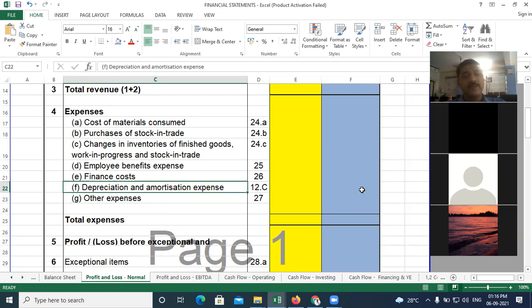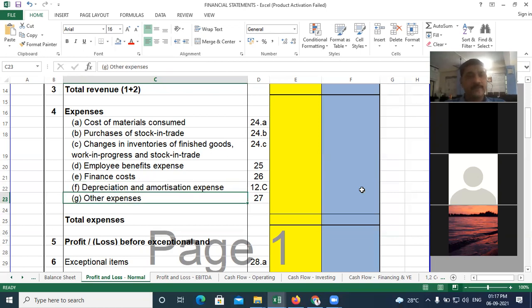Because the amount is so huge, like we have maybe constructed a hoarding or paid a lot of amount for hoarding advertisements. These advertisements will create an impact for not 1 year, but more than 1 year. That heavy expense has to be split into 3, 4, 5 years, and that splitting of a big expense into 4, 5 years is called amortization. So any deferred revenue expenditure that we amortize every year will come under expenses of F category, that is depreciation and amortization expenses.